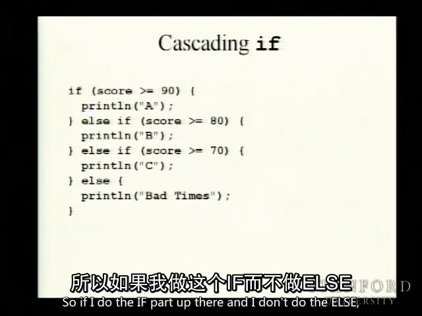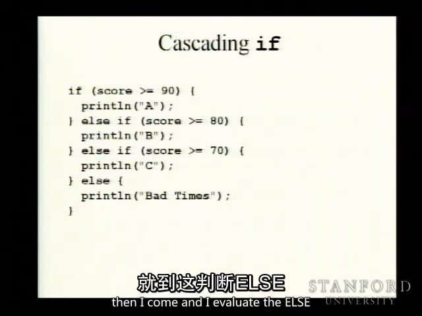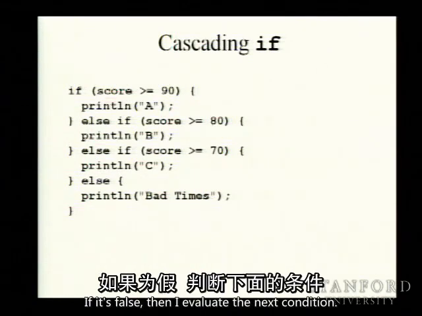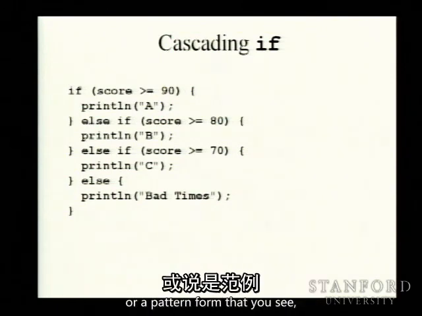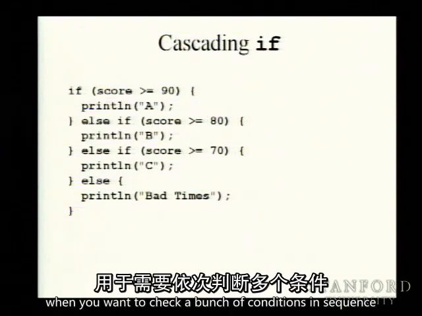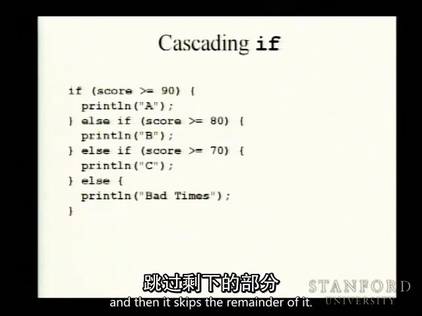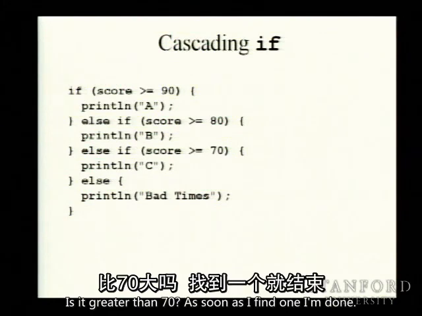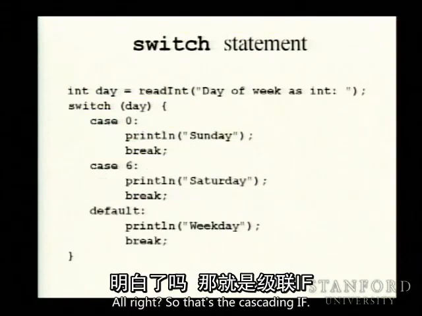So if I do the if part up there and I don't do the else, I skip over this whole thing. If I don't do the if part, then I come and I evaluate the else, which means I evaluate this first condition. And if it's true, then I print out B and I skip the rest. If it's false, then I evaluate the next condition. So this is just sort of the idiomatic form or the pattern form that you see. It's called a cascaded if for when you want to check a bunch of conditions in sequence and the first one that's true does its if part and then it skips the remainder of it. Okay, so it's useful for things like grades where you're like, is it greater than 90? No. Is it greater than 80? No. Is it greater than 70? No. As soon as I find one, I'm done. And otherwise, I have some catch-all at the end that says, things are bad. All right? So that's the cascading if.